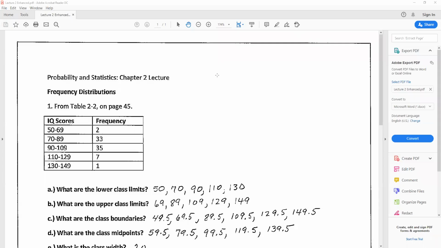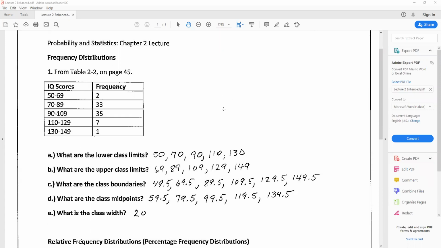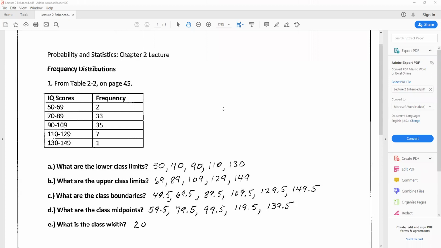This is going to be an overview of the Chapter 2 lecture from the Probability and Statistics class. This lecture is very brief, so hopefully you will get through it without too much difficulty, and you'll be able to log into MyMathLab and knock out the homework rather quickly.